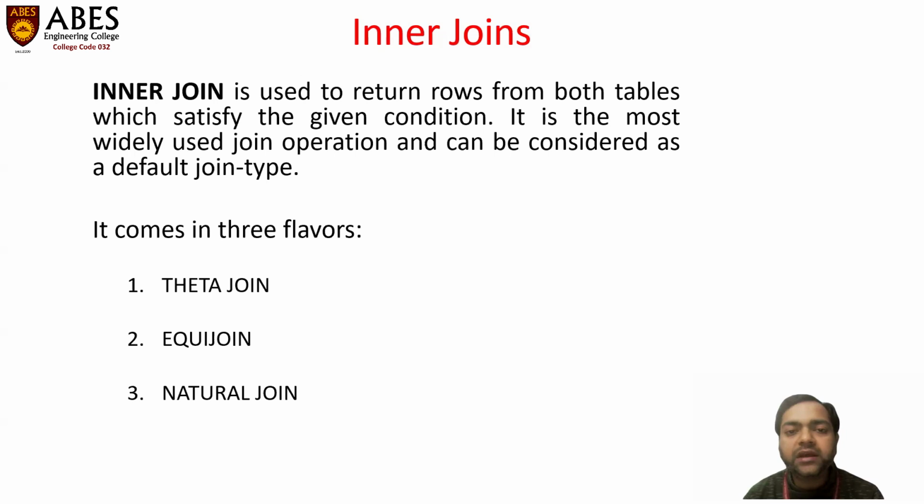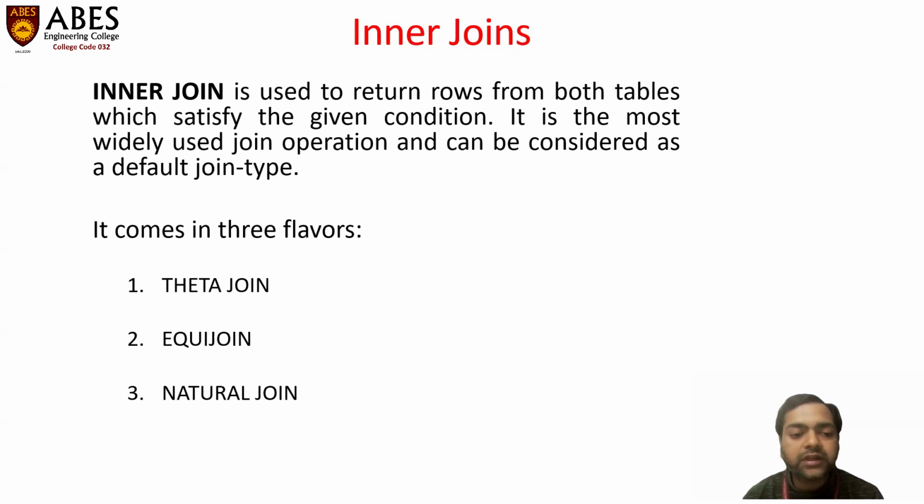And while applying the inner join, it must be considered that it is the default join type. It means that if we use the join operator between different relations, by default an inner join will be applied. And in this inner join, we have different types.